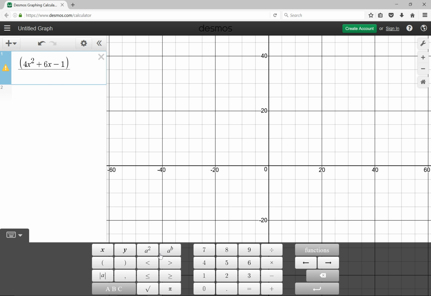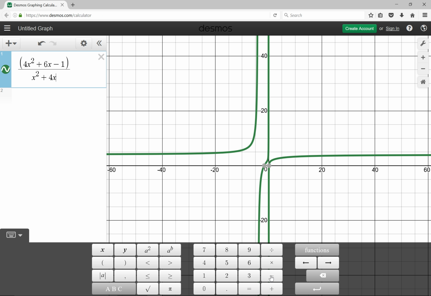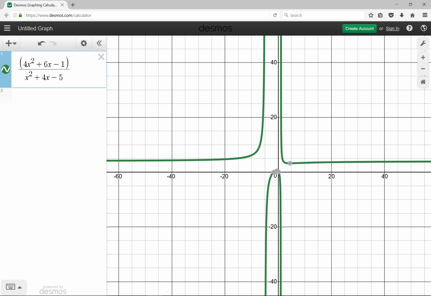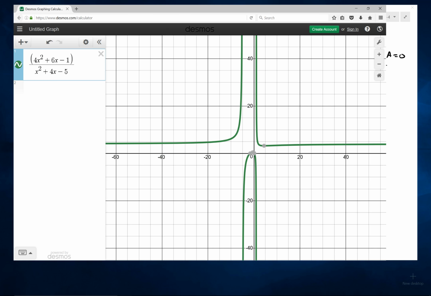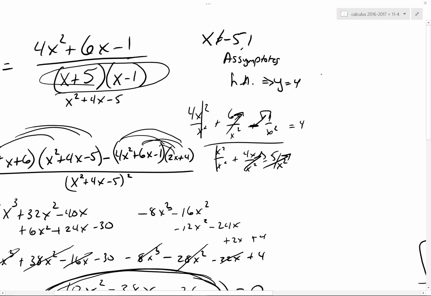Which one do you want? This is the one that's already foiled out: x squared plus 4x minus 5. Oh, interesting. I messed it up a little bit. I actually wrote it down, then convinced us all that we were wrong. Where was our horizontal asymptote? Not 0.